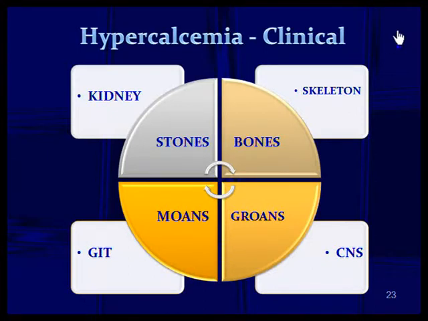What are the various clinical features of hypercalcemia? In the textbooks, we often see the description that hypercalcemia is a disease of stones, bones, moans, and groans. The stones mean hypercalcemia and its effects on the kidney. Bones stand for the effects of hypercalcemia on the skeleton. Moans means abdominal pain and other GI disturbances that are features of hypercalcemia. Groans means the neuropsychiatric manifestations of hypercalcemia.